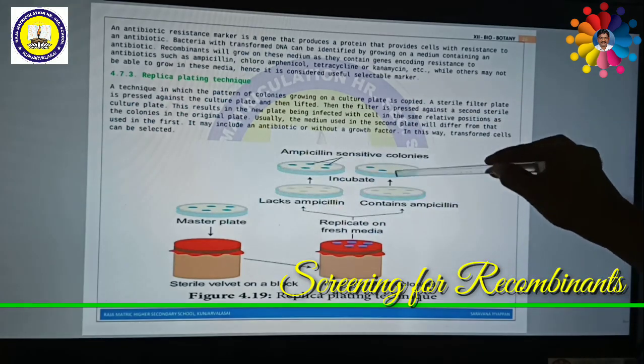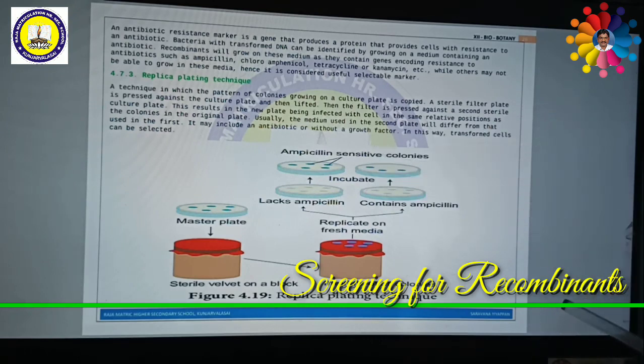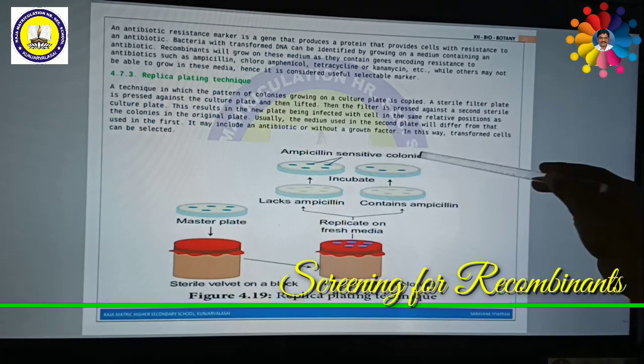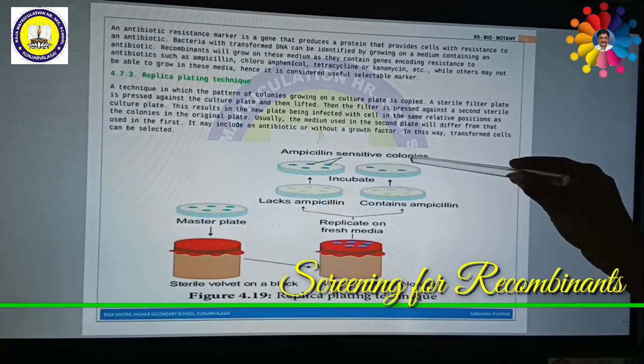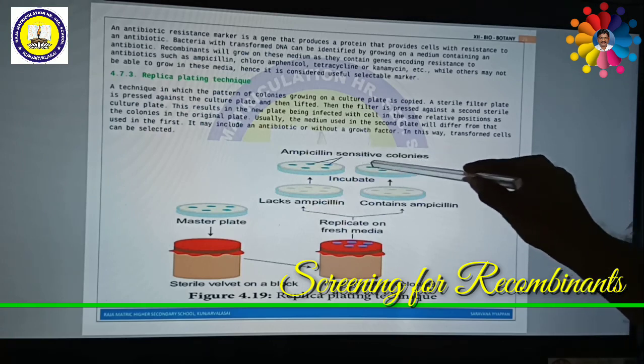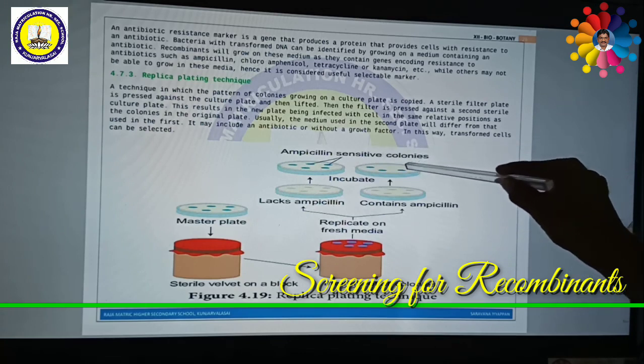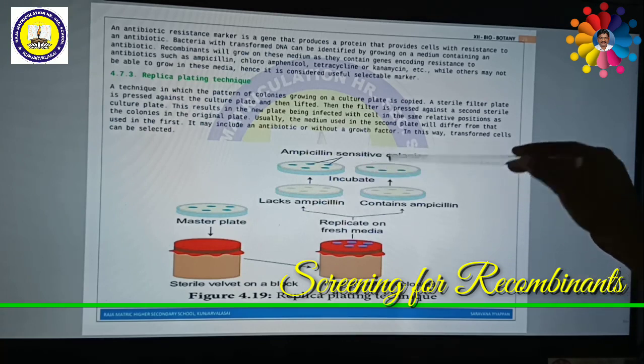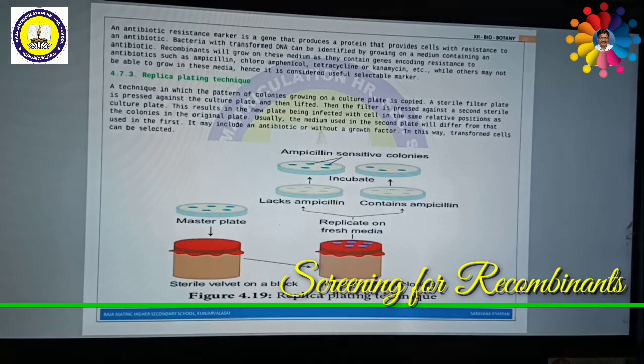But here only a certain number of these recombinant microcolonies will be formed. So these are recombinant colonies, and the colonies that are not available are not recombinant. From this we are able to screen with the help of the replica plating technique.